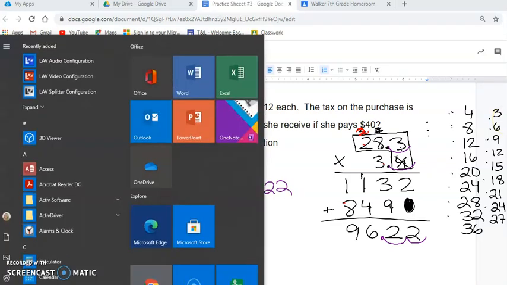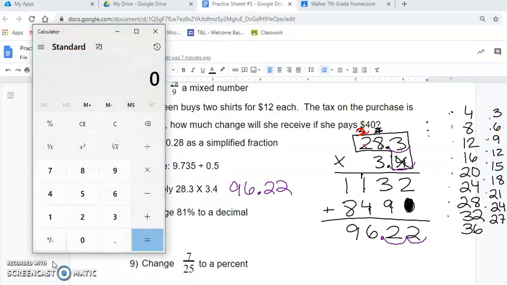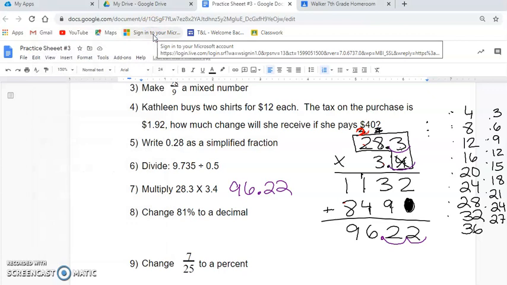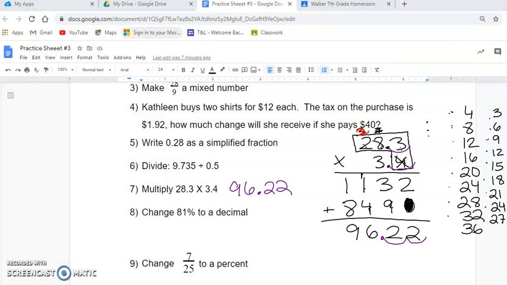Okay? So, let's see if I can check this. I want to make sure I didn't make a mistake. And I've shown all my work, so if I make a mistake, I can check it. 28.3 times 3.4, 96.22. Looks like we did it right. Okay? But notice I have my work. Darken your answer so that I can read it when you submit your picture.